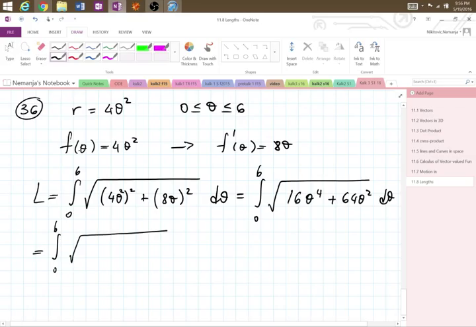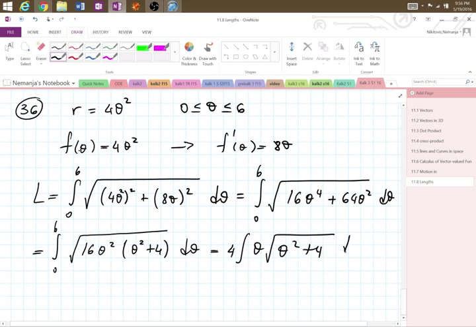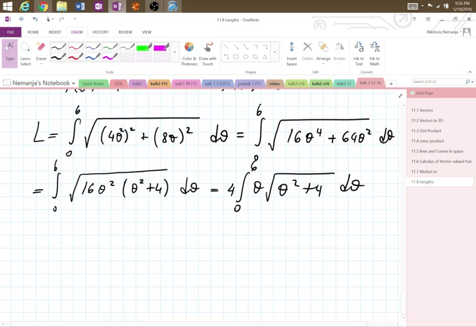Now the trick is to see that you can factor out 16 theta squared, which leaves you with theta squared plus 4. And then this can escape the square root. We get 4 times the integral of theta times the square root of theta squared plus 4 d theta. And now you can use u-substitution. So u equals theta squared plus 4, which means that du is 2 theta d theta. Since you have 4 in front, that gets cut in half because 2 is used up for d theta.